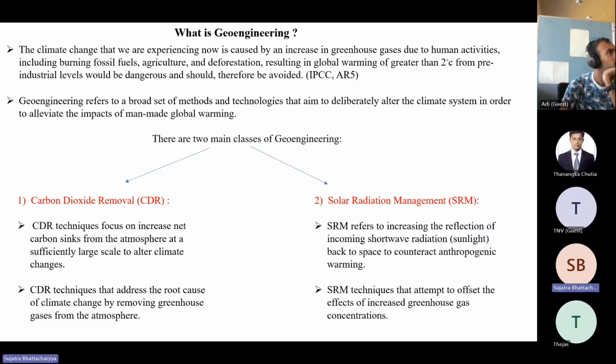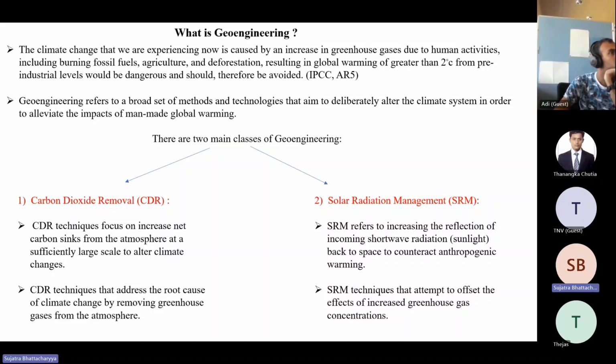So there are two main classes of geoengineering. First is carbon dioxide removal. Second is solar radiation management, which we also call solar geoengineering. So basically, to overcome global warming, we have two options. Either we increase the outgoing longwave radiation, or somehow decrease the incoming solar radiation to protect the planet from global warming.